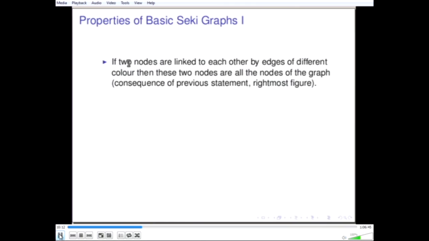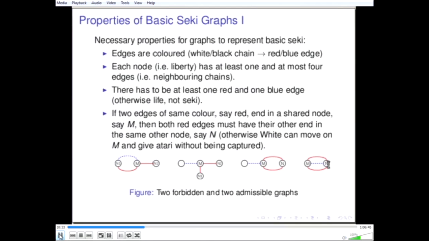Another property: if two nodes are linked to each other by edges of different color, then these two nodes are all the nodes in the graph. So two nodes can be linked by edges of only one color, unless there are only two nodes. So here these two nodes are linked by edges of different color, and therefore there can be no other nodes.